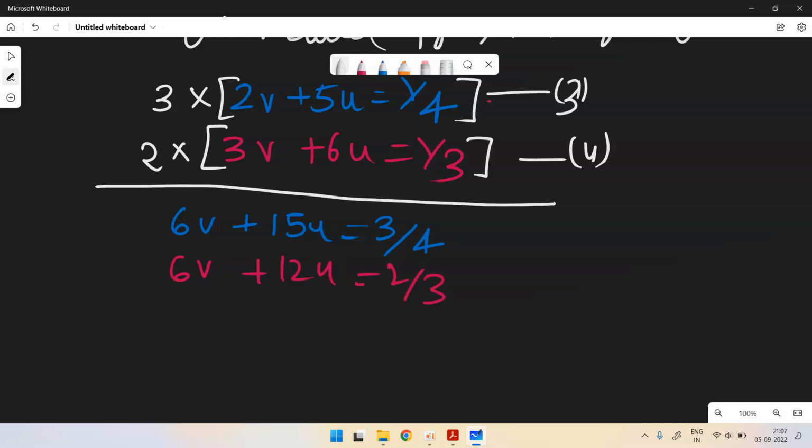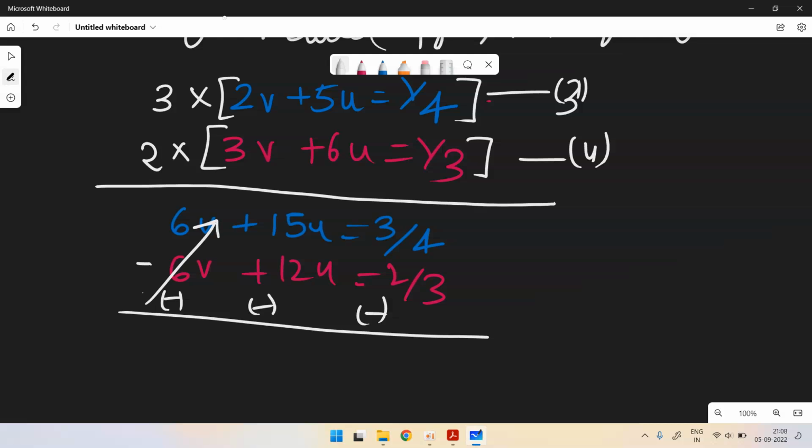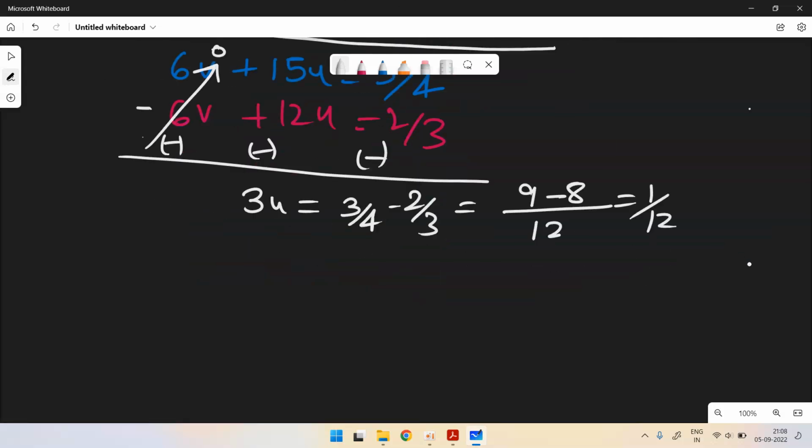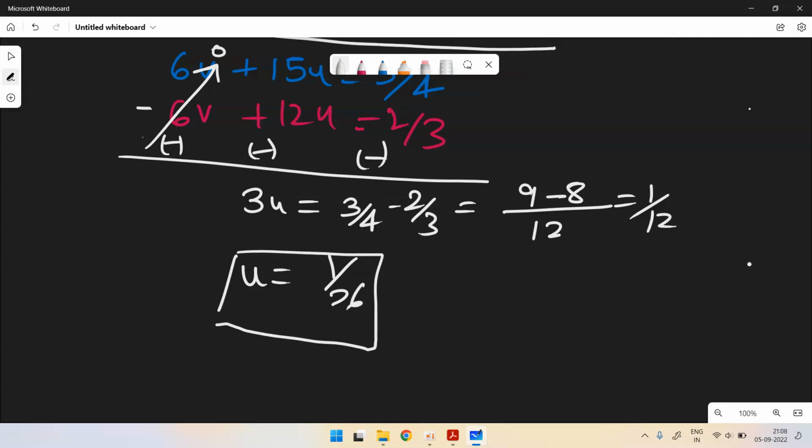Now if you subtract these two equations, this will become minus, this will become minus, this will also become minus. So the 6v and 6v get cancelled, becomes 0. 15u minus 12u is 3u equal to 3 by 4 minus 2 by 3, which is nothing but, if you take the LCM, 12, 9 minus 8, this is 1 by 12. So u equal to 1 by 36.